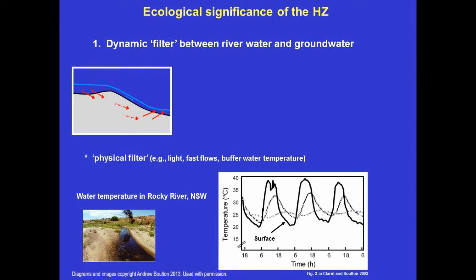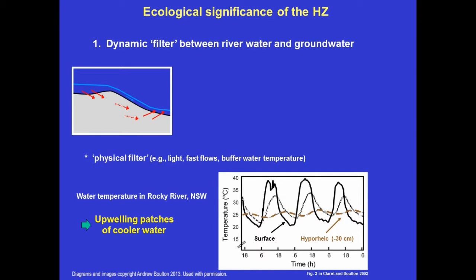The x-axis there is time, the vertical axis is temperature. And we buried thermistors, some at the surface water, the heavy dark line, and others at various depths within the sediments. And you'll see in that one that the surface water fluctuated between about 37 degrees Celsius down to about 20 degrees Celsius, whereas at only 30 centimetres down in the sediments, below a downwelling zone, the hyporheic water only fluctuated by several degrees, around 25 degrees Celsius. And so where upwelling water comes up at the base of a riffle, you end up with cooler areas of water.